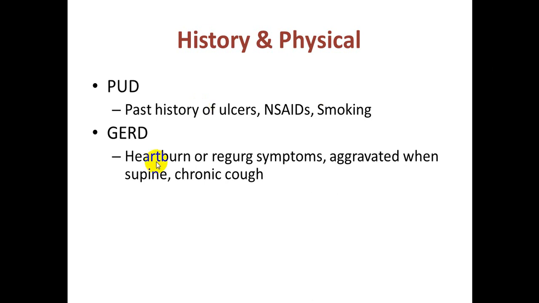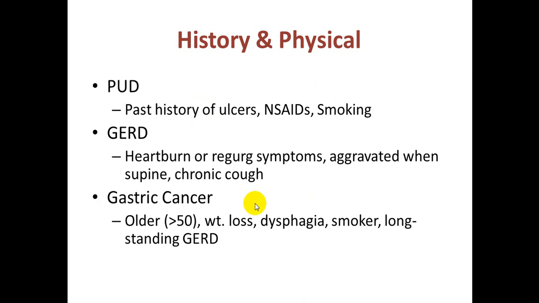GERD: heartburn or regurgitation symptoms, aggravated when supine and by coughing. Gastric cancer: age 50 and above, weight loss, dysphagia, history of smoking and long-standing GERD. Long-standing gastroesophageal reflux disease can cause Barrett's esophagus, metaplasia in the esophageal mucosa, and even carcinoma of the esophagus.